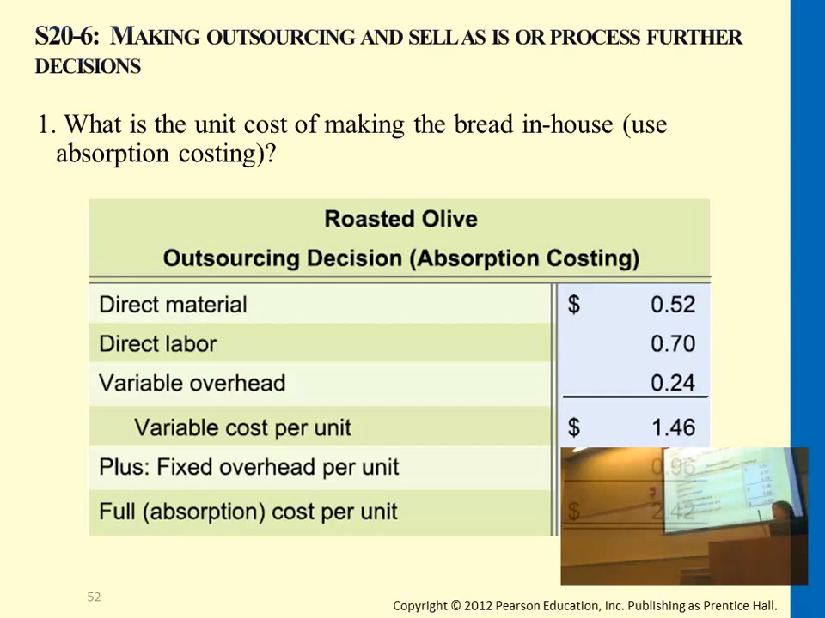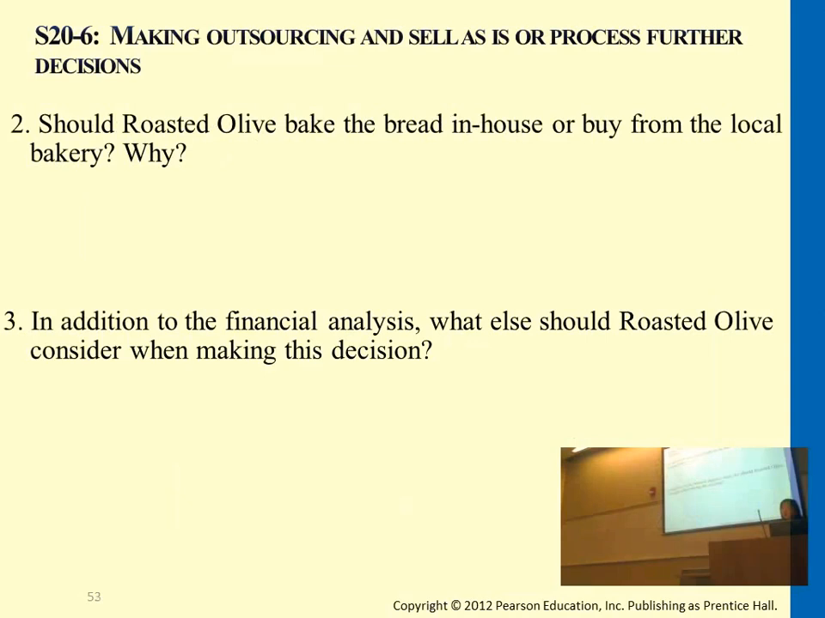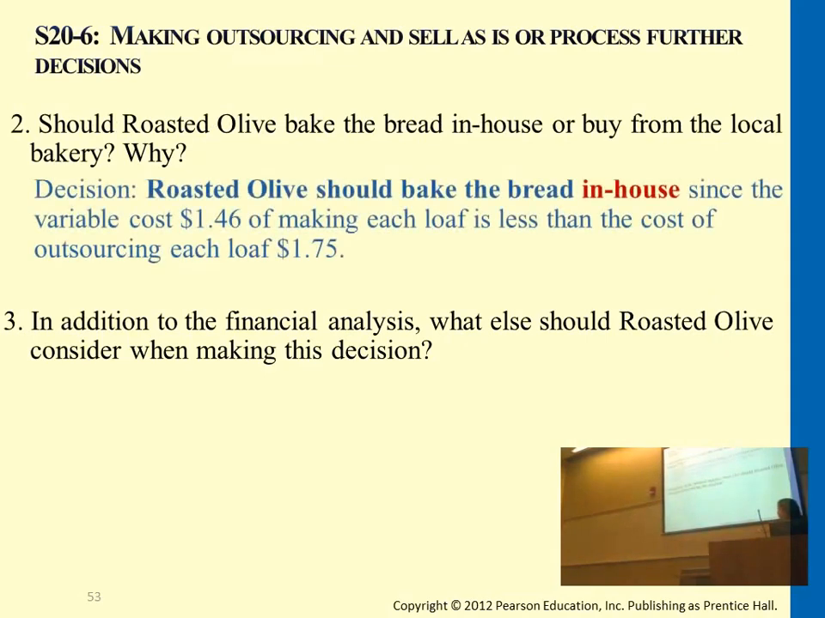Another way to think about this is that you can just drop fixed costs altogether. Just compare $1.75 against $1.46, just the variable costs with the purchase costs, because fixed costs are there either way. So either way you can add them up together or just compare variable costs with the purchase cost to give you the same answer. You should produce it in-house because it's cheaper. So what else do you think they may want to consider before making this decision? This is the numbers part.